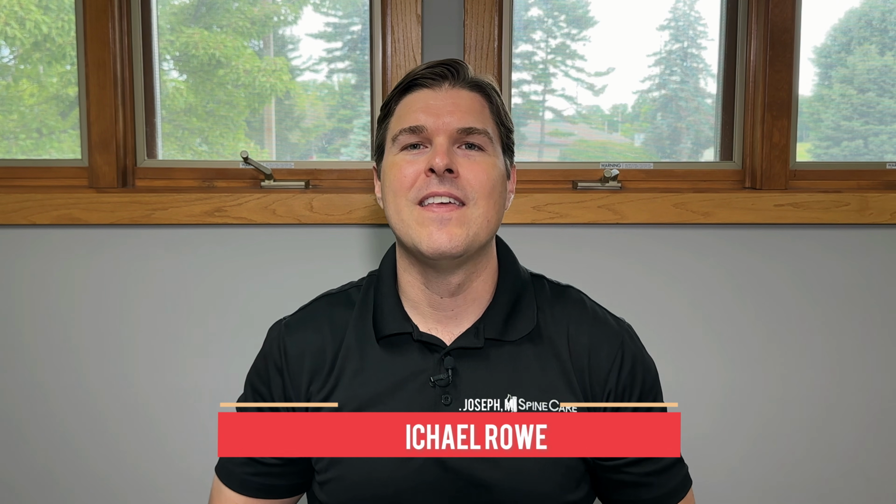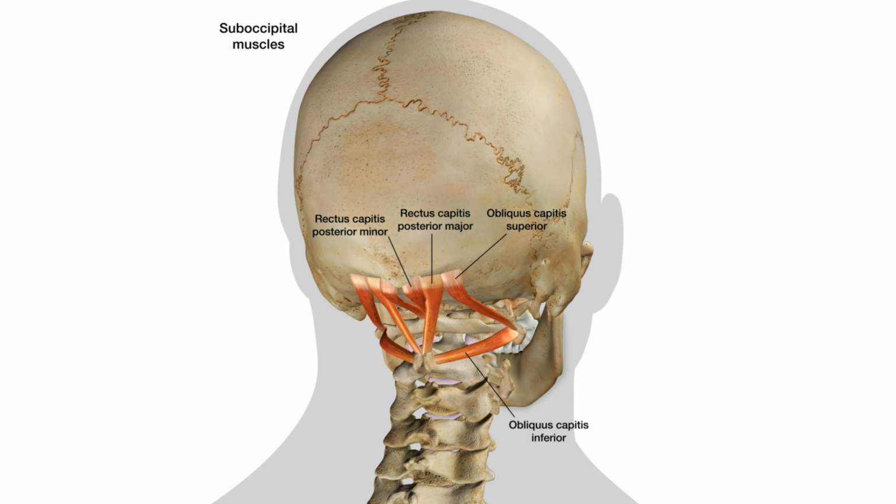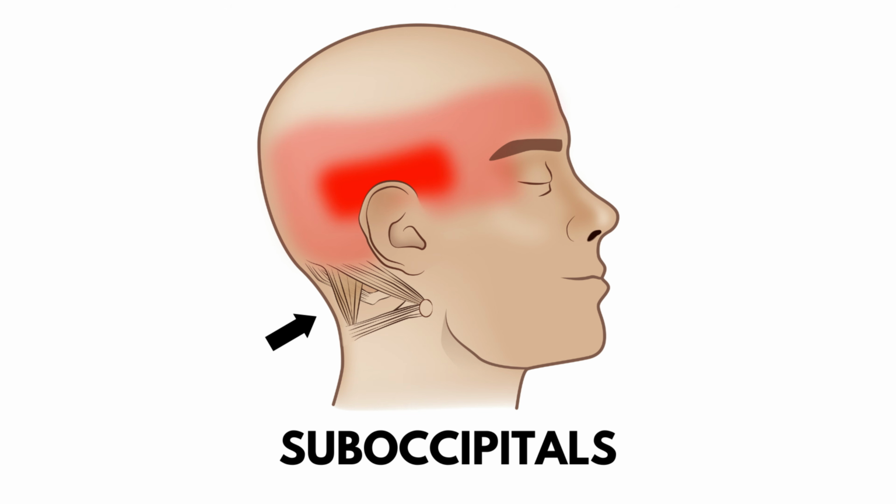In this video, we're going to focus on the suboccipital muscles. If you're unfamiliar with them, they are a group of muscles that lie underneath the base of the skull. And when they become strained and inflamed, they can cause a lot of pain towards the top of the neck that radiates upward towards the back and the side of the head. They are a main muscle that causes tension headaches.